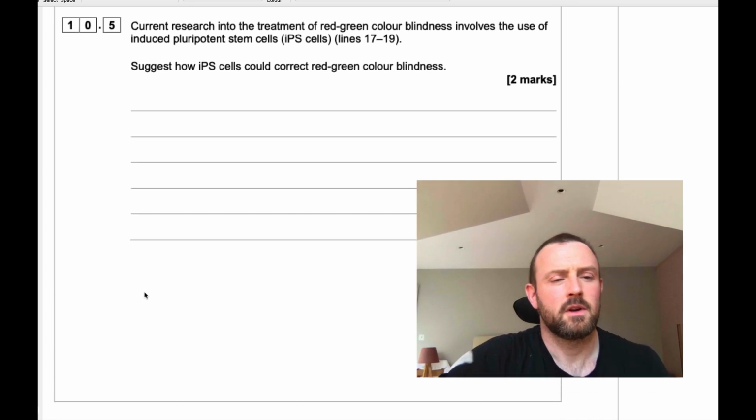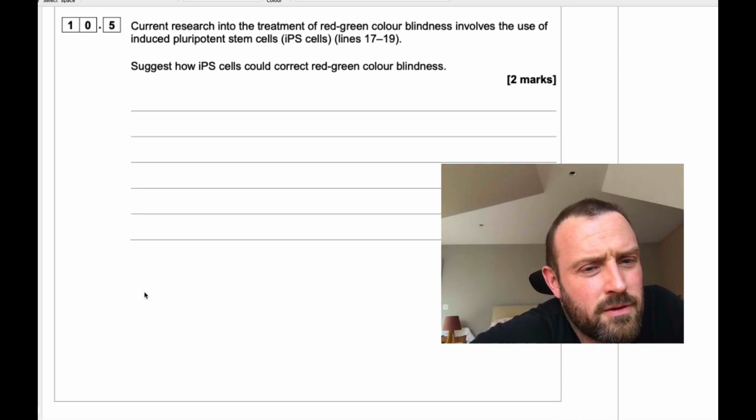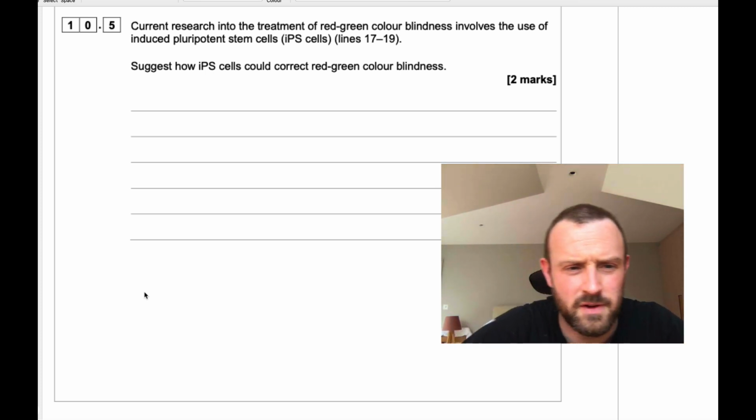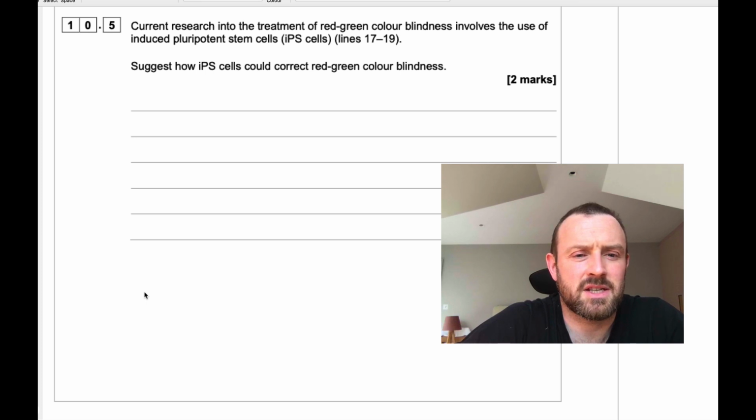10.5. Current research into the treatment of red-green color blindness involves the use of iPSCs. Suggest how iPSCs could correct red-green color blindness.